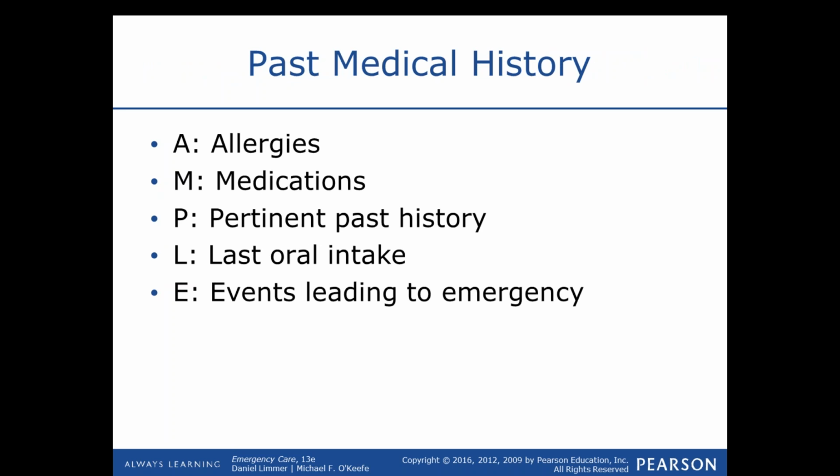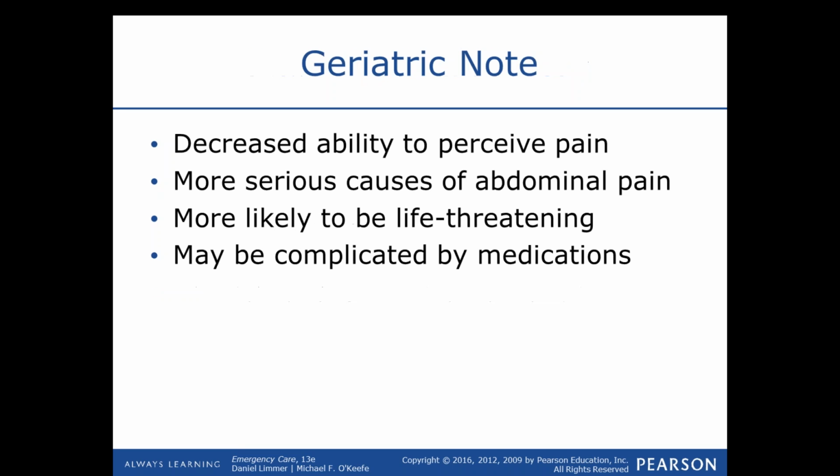Past medical history, nothing really changes here when it comes to SAMPLE. Geriatric note, we're going to talk more about geriatrics in the coming chapters, but definitely understand that they don't have that ability to perceive pain as well as we do. So there might be a pretty serious cause of abdominal pain that we're missing because they're not complaining of severe abdominal pain. So ask questions and make sure it's not something a little more life-threatening that's just being covered up.